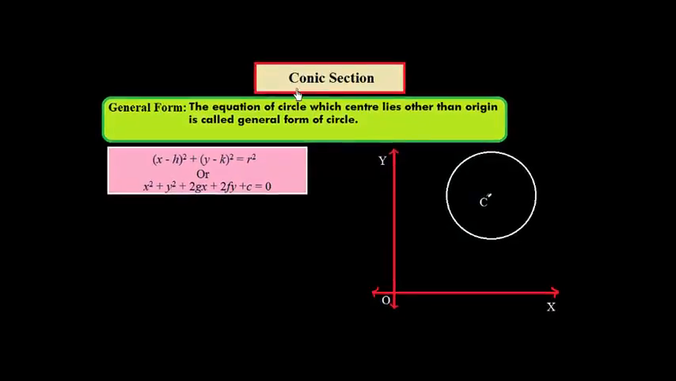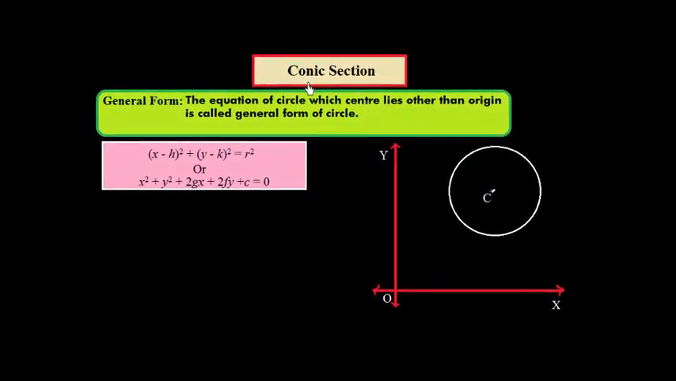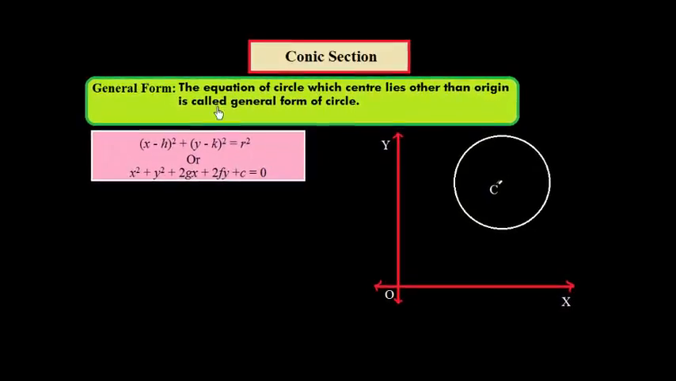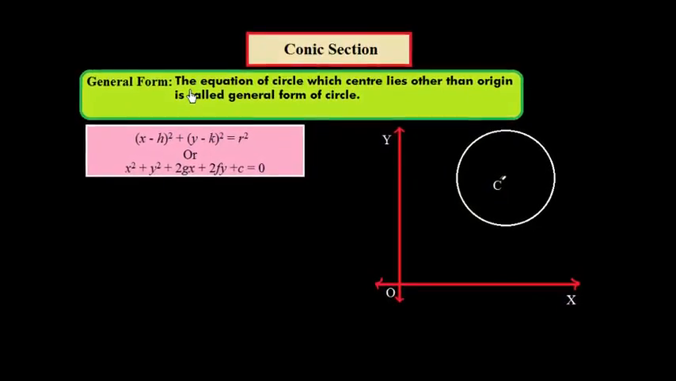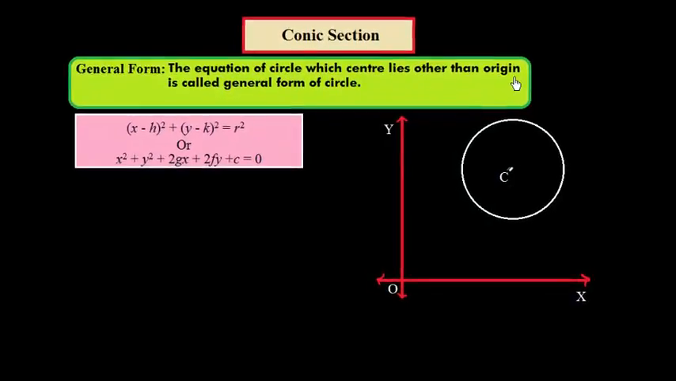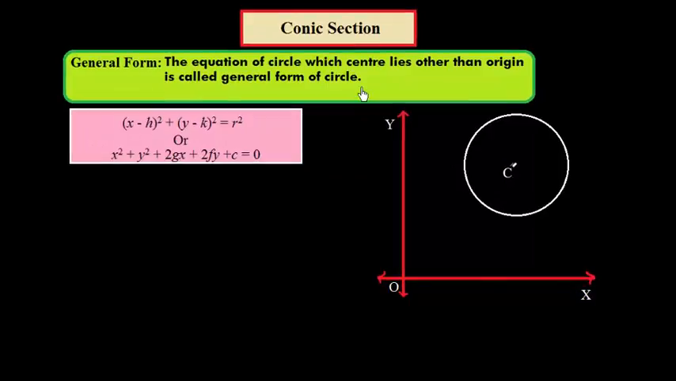Hi friends, in this session of conic sections we study the general form of the equation of a circle. So first I explain what the general form of a circle is. The equation of a circle whose center lies other than at the origin is called the general form of the circle.